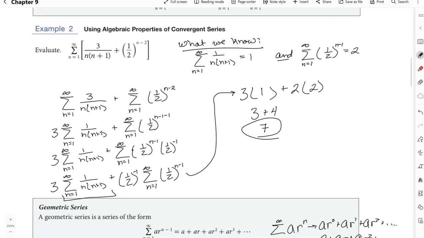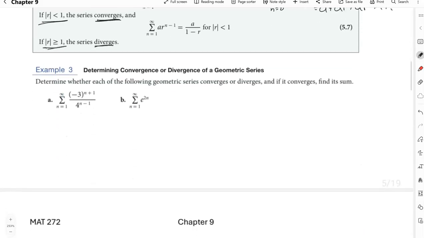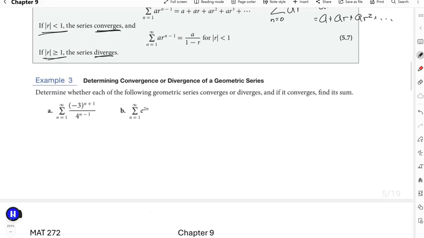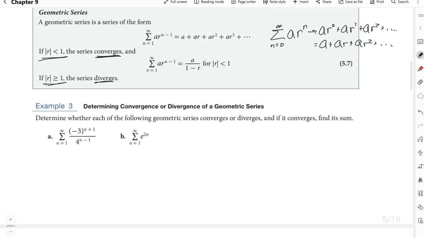So that's how I knew this guy was going to converge, because this is actually a geometric series. With a geometric series, we can find the sum of it quite easily. If we know it's convergent, then that sum from n equals 1 to infinity of a r to the n minus 1, or we could write it from n equals 0 to infinity of a r to the n, is going to go to a over 1 minus r.